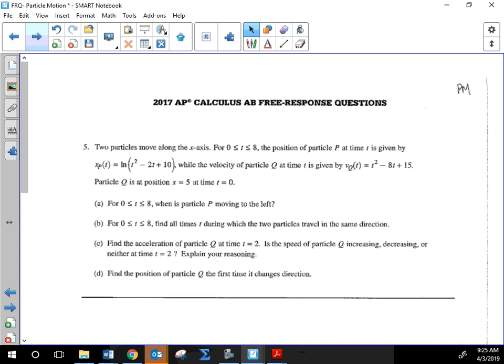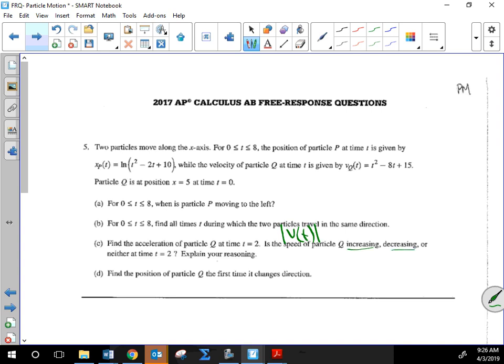Ooh, that's a good one. What is speed? How do we find speed? The absolute value of velocity. So if we want to know when it's increasing, decreasing, or neither, we would look at the derivative of this. Derivative is positive, derivative is negative, or neither. So that would be a little different. And then find the position, so this made you go back again as well.